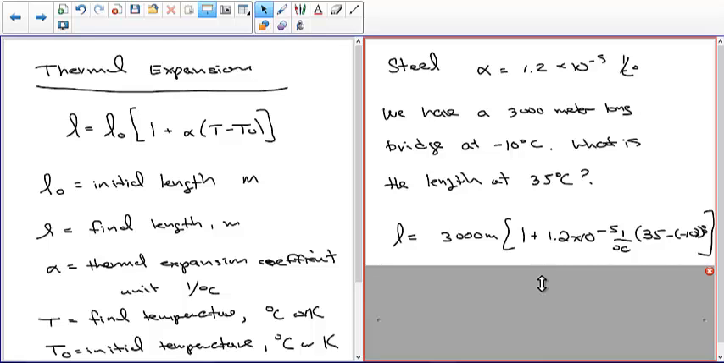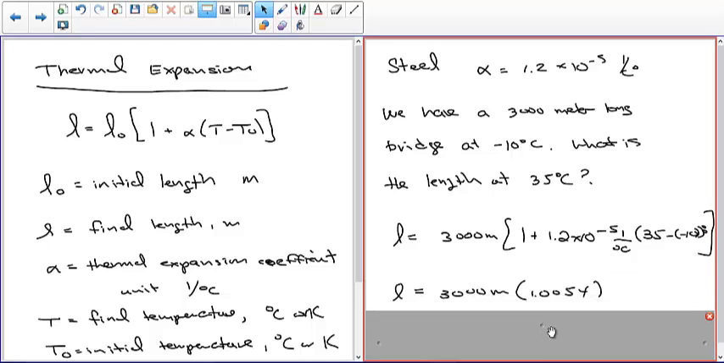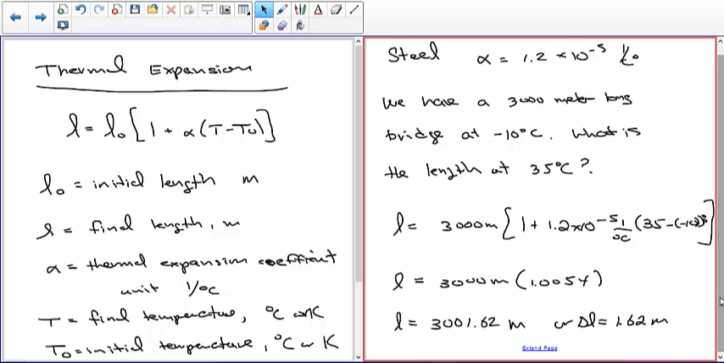In some cases, temperature has to be an absolute value, like with calculating the speed of sound. It's the square root of the absolute temperature divided by 273. That's because there it's a ratio of temperatures. Here it's a difference of temperatures, so we don't have to convert it. So if you plug those numbers in, you get the new length is 3001.62 meters. So the length of the bridge increases by 1.62 meters, which is that big.